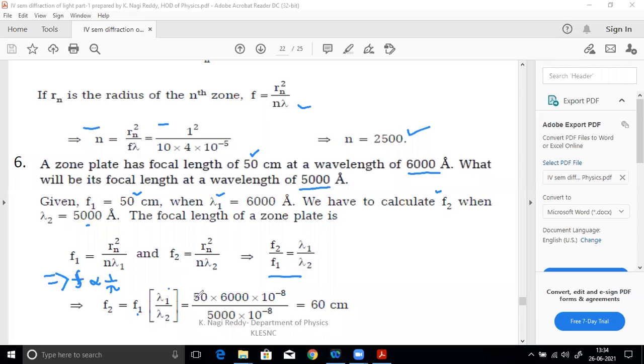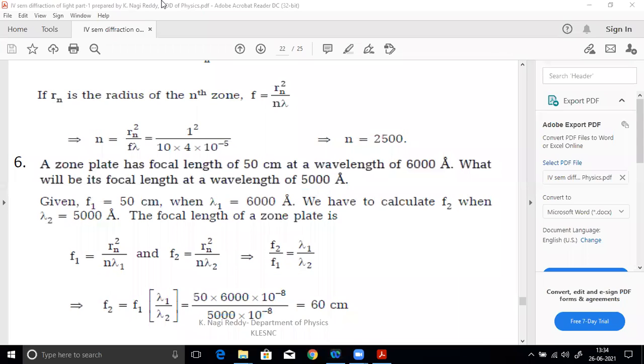Sorry, lambda 1 is 6,000 × 10^-8, lambda 2 is 5,000 × 10^-8. The minus 8 cancels, and the 3 zeros cancel too. After that cancels, what is left? 10. So 10 into 6 gives 60 centimeter. Got it? Very simple, but the only thing is you must know the problem, so that you know which formula to apply. That is the only thing required in physics numericals.